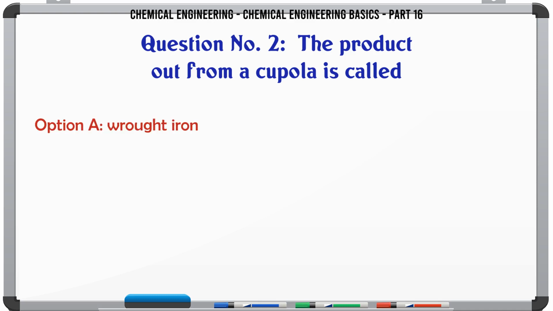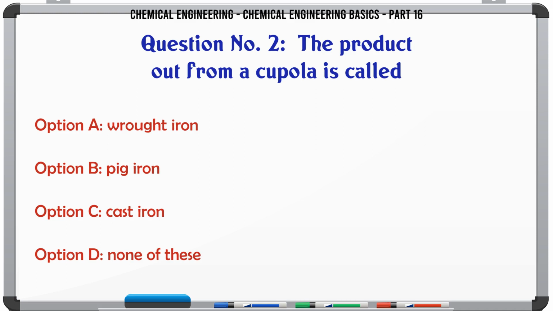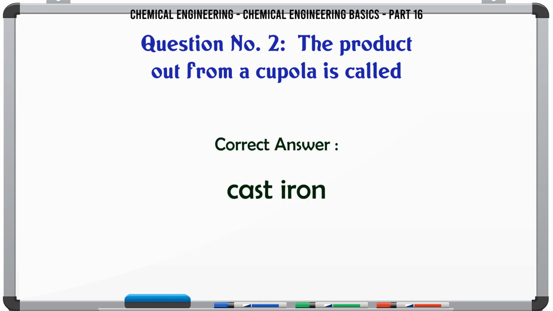The product out from a cupola is called A. Wrought iron. B. Pig iron. C. Cast iron. D. None of these. The correct answer is cast iron.